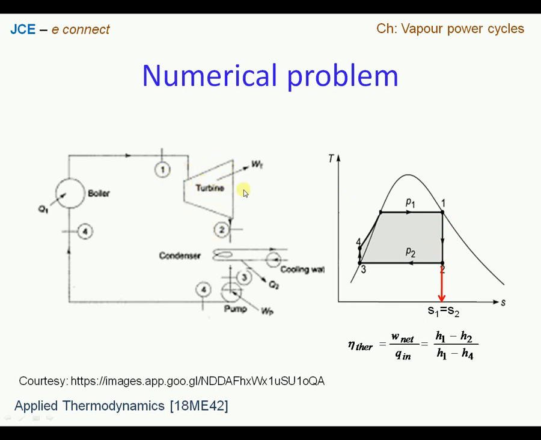Therefore, the work extracted from the turbine, WT, is given as H1 minus H2. So we have H1 minus H2. Similarly, the equation is divided by the heat input. Where is the heat input here? We can see the section 4 to 1. This is where the heat Q1 is added. Therefore, we have H1 minus H4, higher enthalpy minus lower enthalpy.